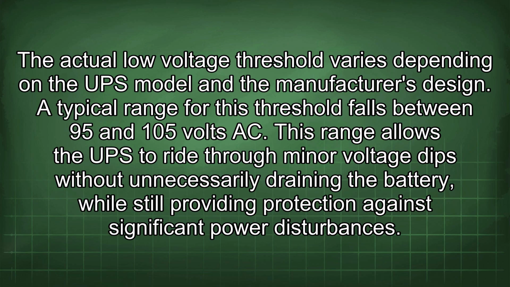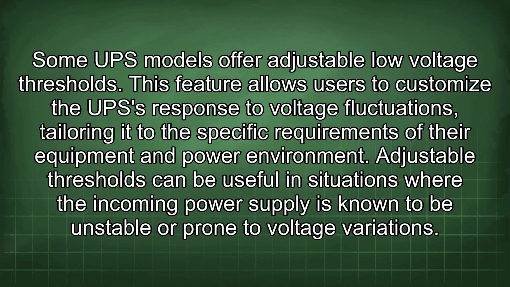against significant power disturbances. Some UPS models offer adjustable low voltage thresholds. This feature allows users to customize the UPS response to voltage fluctuations, tailoring it to the specific requirements of their equipment and power environment. Adjustable thresholds can be useful in situations where the incoming power supply is known to be unstable or prone to voltage variations.